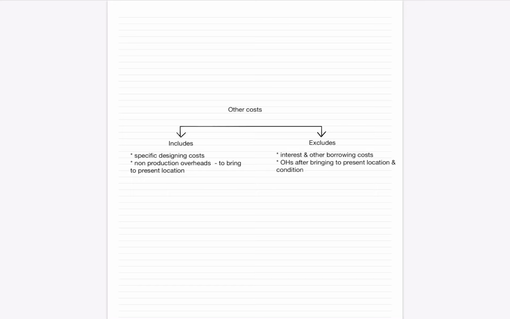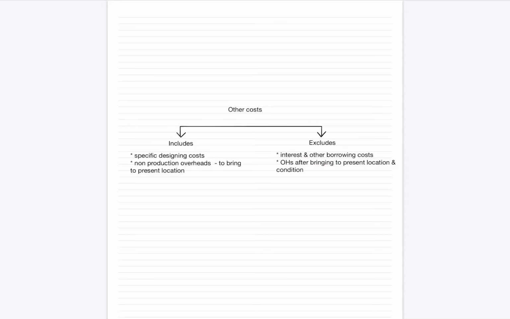Third and last part of the cost is other cost to bring the inventory to present location and condition. That includes specific designing cost and any other cost to bring the inventory to the present location and condition, but it does not include interest and other borrowing cost and also any other expenses that happen after reaching the location and condition.